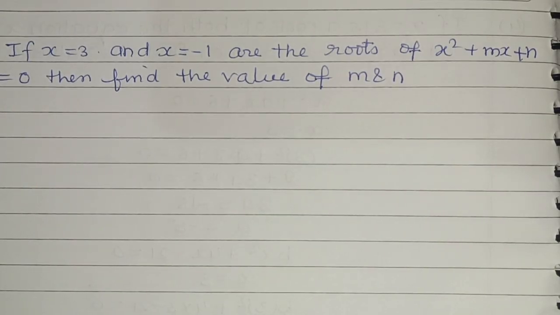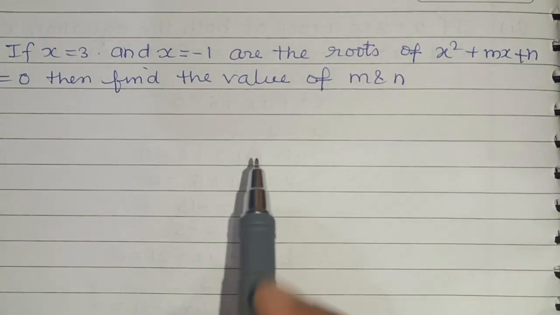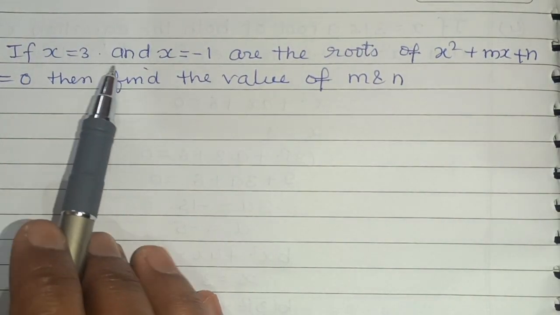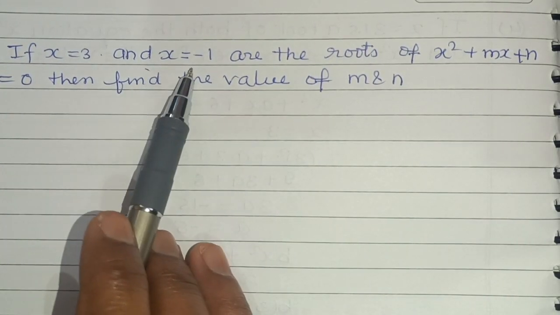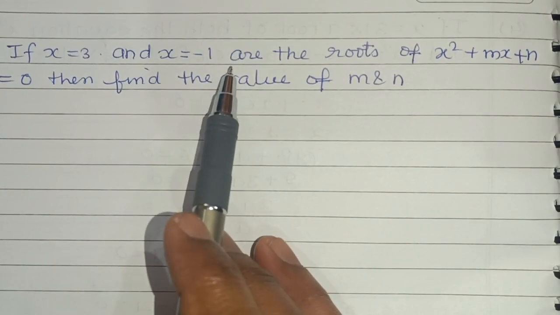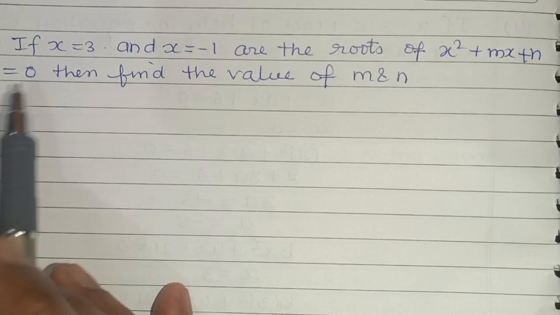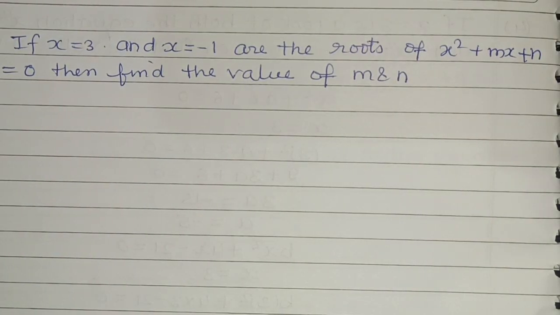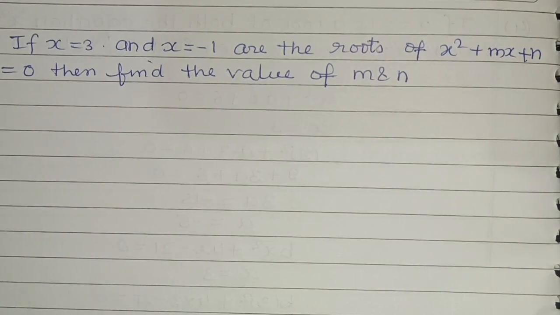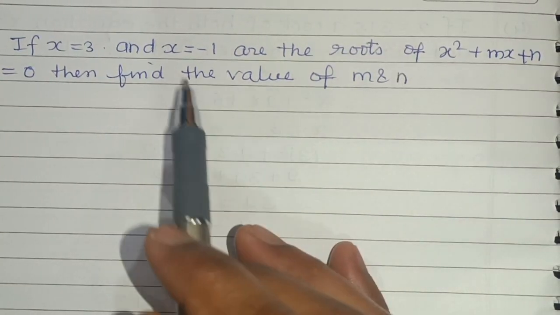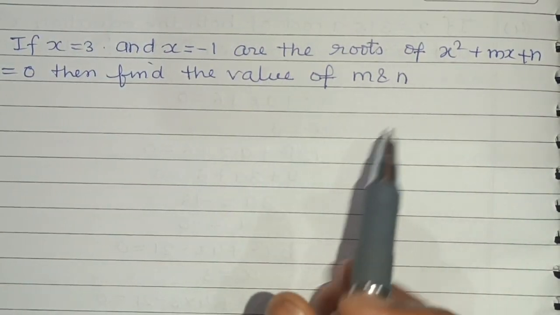Now the next question is saying that if x is equal to 3 and x is equal to minus 1 are the roots of x squared plus mx plus n equal to 0, then find the value of mn. So we will solve this question step by step.